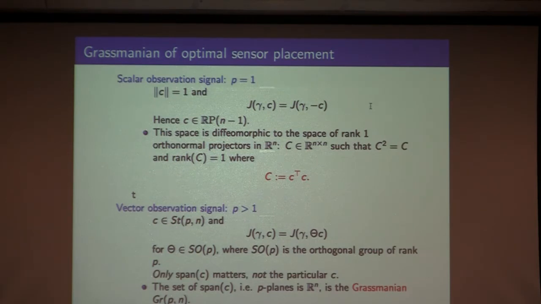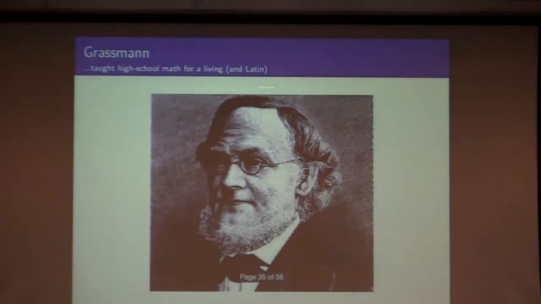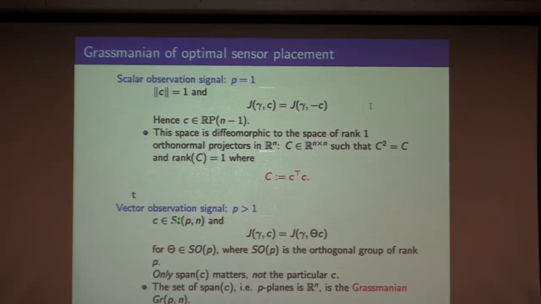In the case of vector-valued observation, if I had the Riccati equation nearby, it would be clearer to see that J of gamma, C is J of gamma, theta C, for theta an arbitrary rotation matrix. What this says is that if you give me p vectors, and they span a subspace, and you rotate these vectors, the cost function does not change. So the exact vectors do not matter, only their span. Here again, we have an optimization problem on the Grassmannian, GR(p, n). Okay.